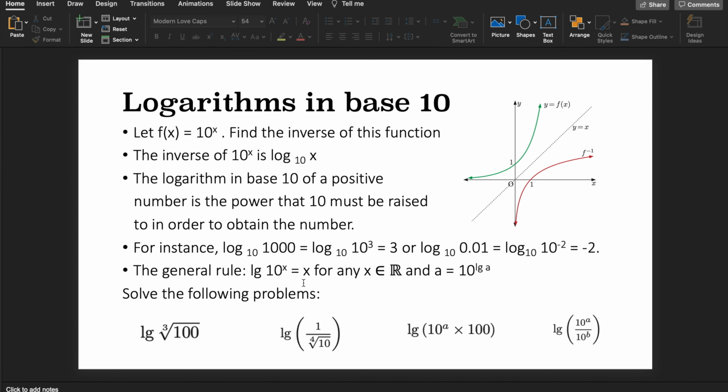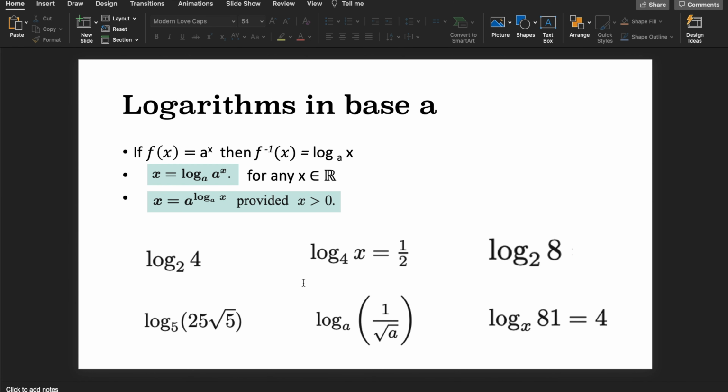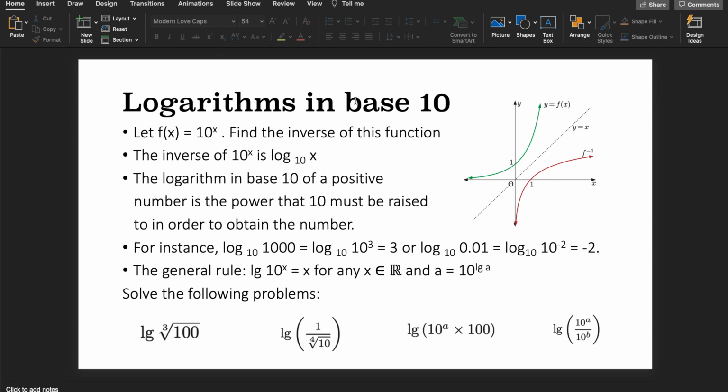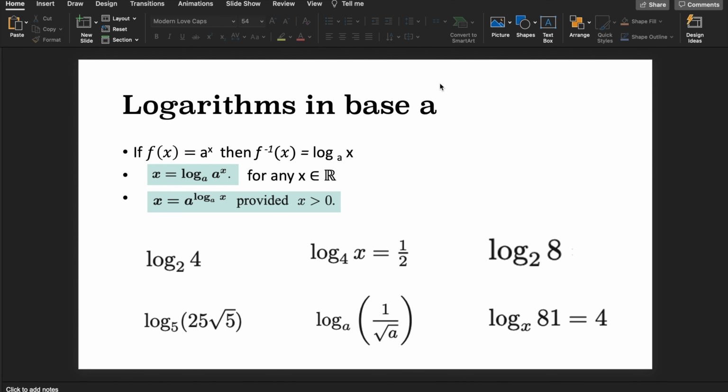Okay, so now let's move on to the next one. So logarithms in base a. It's very similar to logarithms in base 10, but here a is some unknown value. So if f of x equals a to the power of x, then f inverse of x equals log x base a. It's very simple. And now there's a similar rule that x equals log a to the power of x base a. This is very similar to the other one, and so is this.